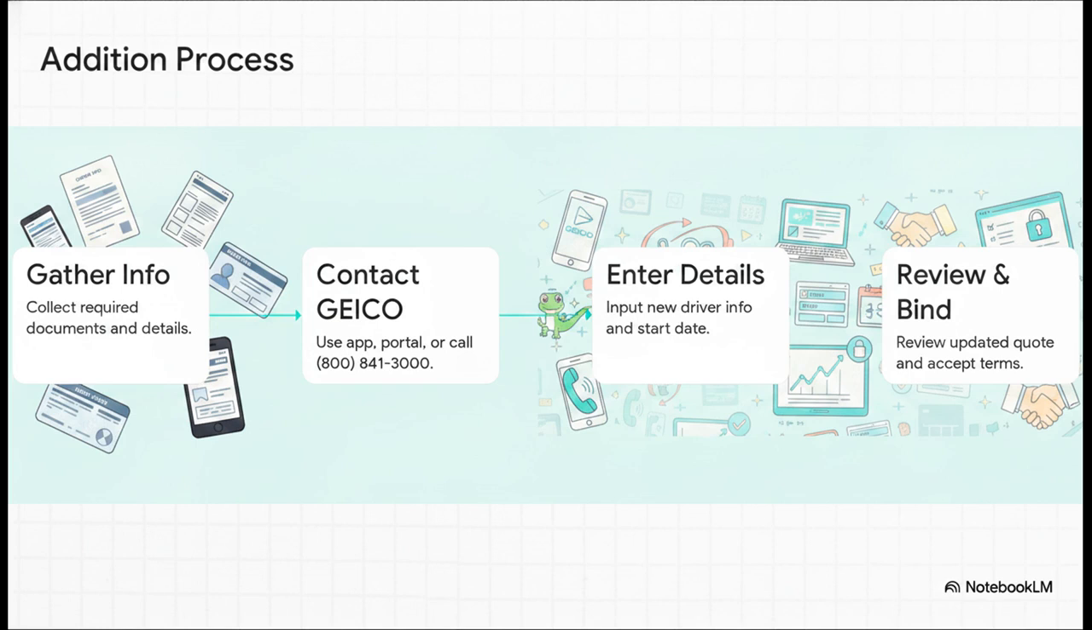Step 1, gather those documents we just talked about. Step 2, you just log into your GEICO mobile app, the online portal, or you can simply call their customer service at 800-841-3000. Step 3, input the new driver's details and choose the exact date you want that coverage to kick in. And finally, Step 4, review the updated premium quote, and if everything looks good, you just hit accept to bind the coverage. Easy.